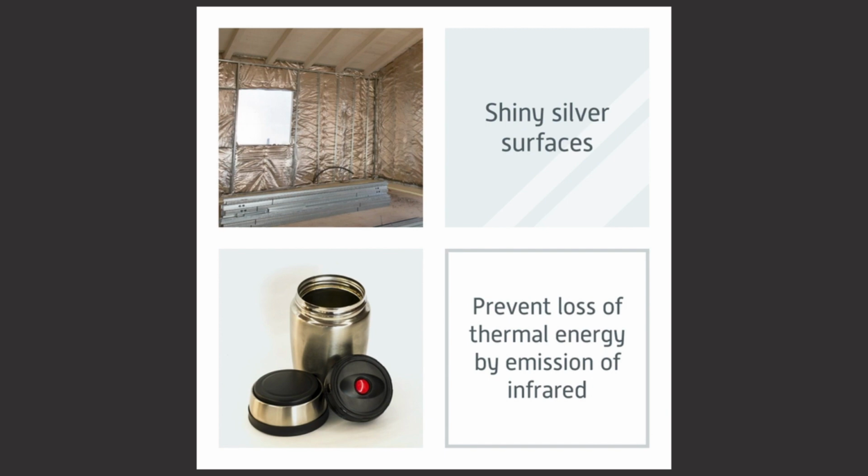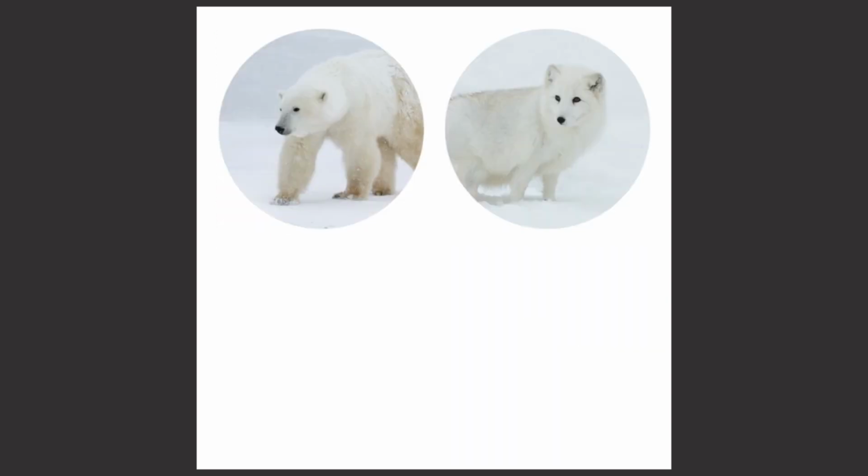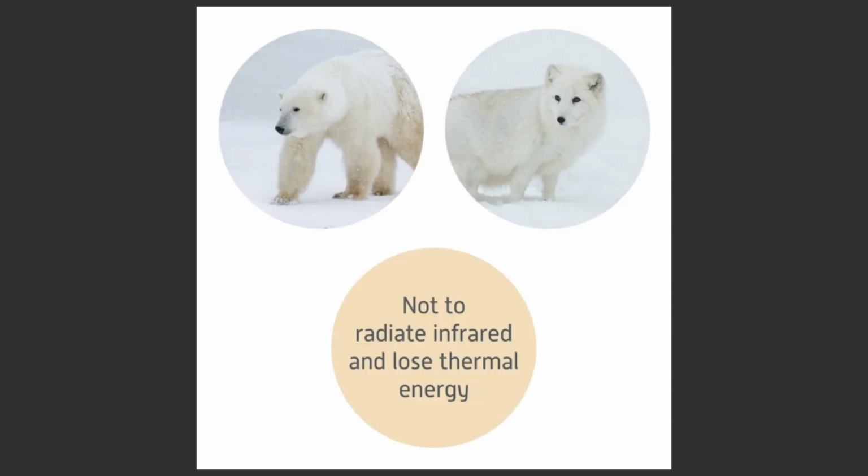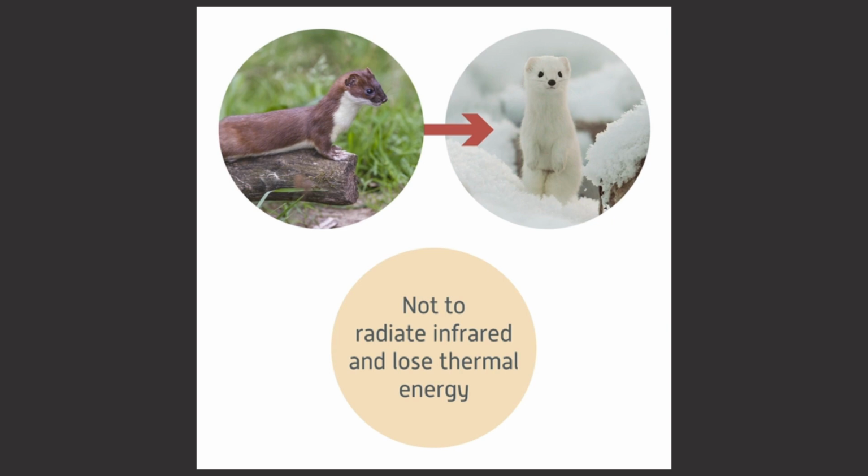There are also many examples of this in nature. Polar bears and Arctic foxes are white, so as not to radiate infrared and lose thermal energy from their bodies in a cold environment. The fur of a stoat changes to white in the winter months for the same reason. Why not look around and make a list of how many examples you can find?